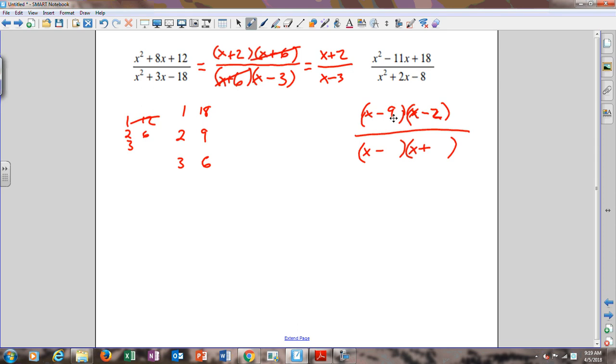Now, I know 9 doesn't go into 8 at all, so let's try 2. And because it's a minus 2 up here, I'm going to say it's a minus 2 here. 2 times what gives you 8? It's got to be 4. Negative 2 plus 4 will give you a positive 2. Those cancel out. You're left with x minus 9 over x plus 4.